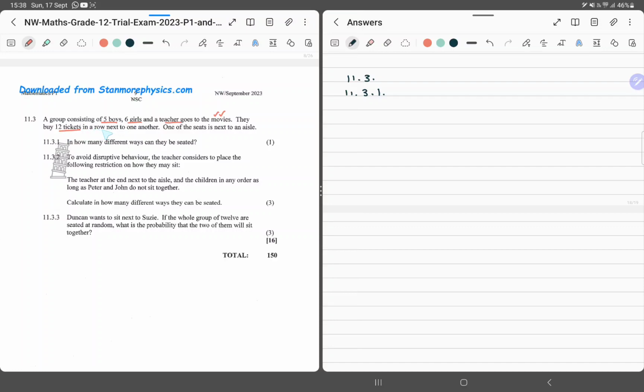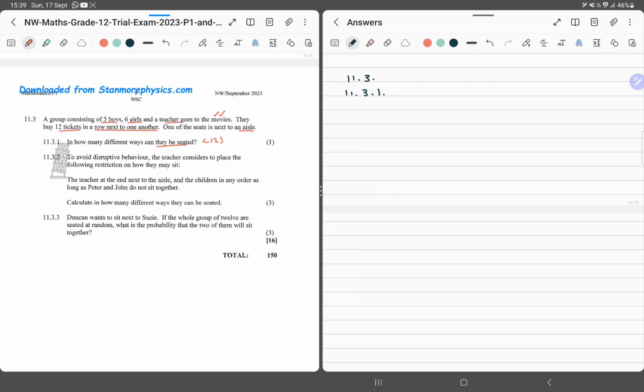in a row next to one another. Okay, one of the seats is next to the aisle. Okay, this is now the passage between the groups of seats or the row of seats, whatever. So it says now, in how many different ways can they be seated? I mean, there's 11 students or pupils plus 1 teacher, so there are 12 in total.